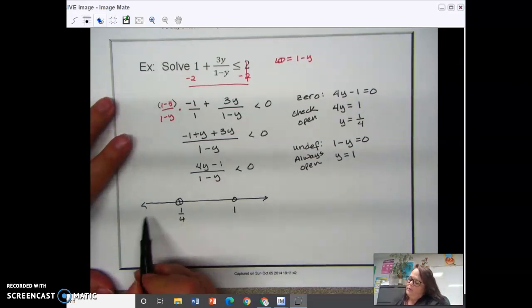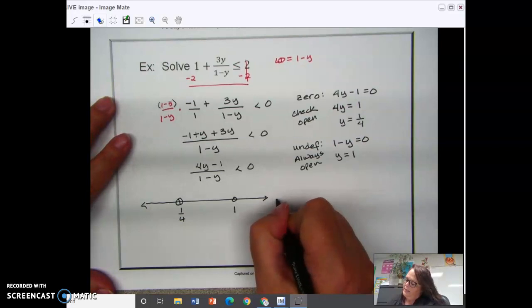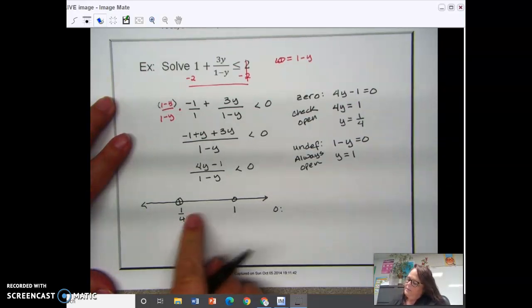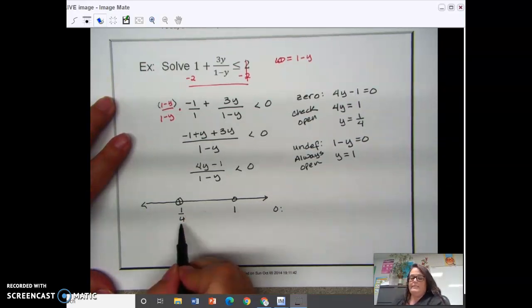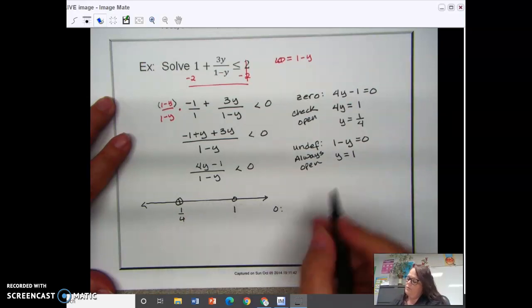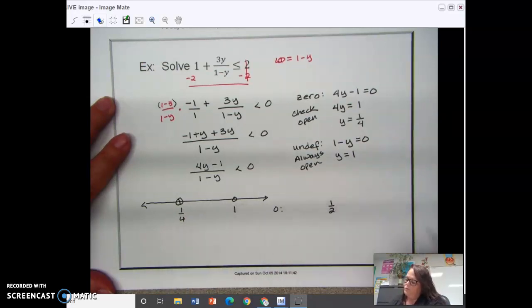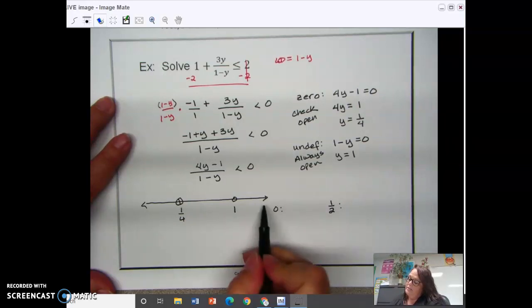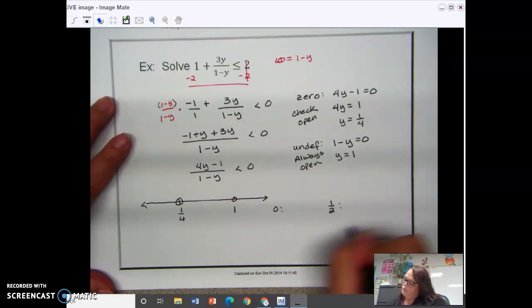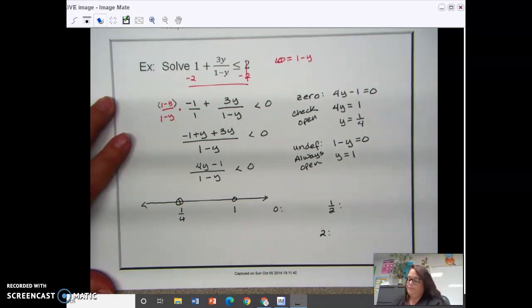So we're going to test some points. To the left, I could test a point like 0. In between, now we're getting a little crazy. If this is 1/4, then maybe in between would be like 1/2. We'll see how that goes. And then to the right would be something like 2. I'll come down here just to give myself some room.